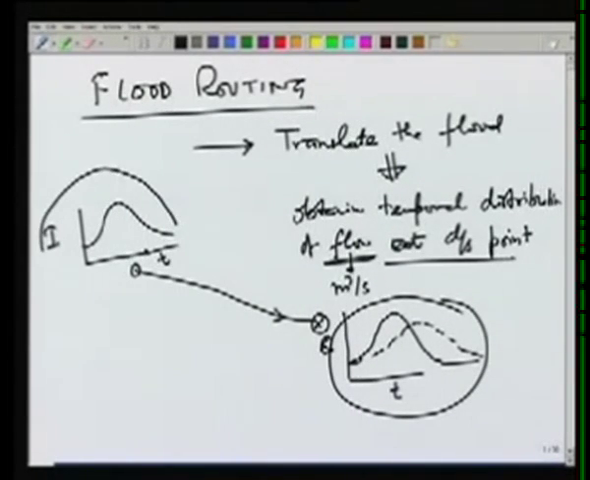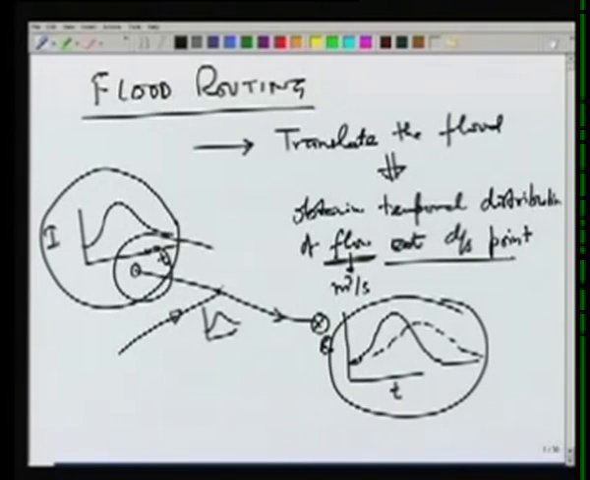Hydrograph at one or maybe more points, there may be a tributary coming in here, and the hydrograph in this tributary may also be known. So at a few points upstream of the point at which we want to find out the hydrograph, using these points we can estimate the outflow at this point using these techniques of flood routing.